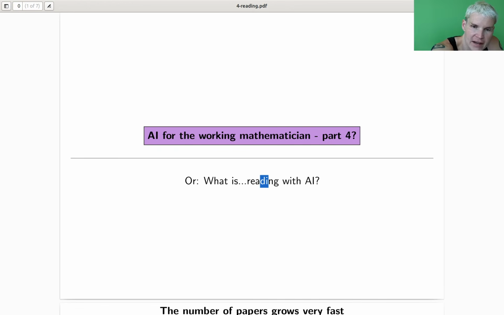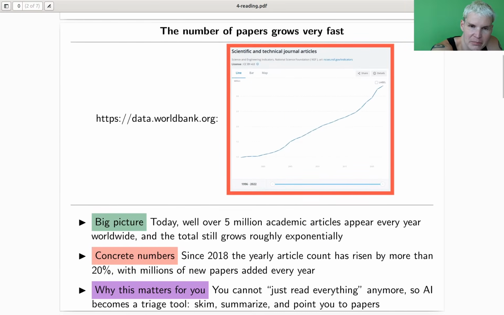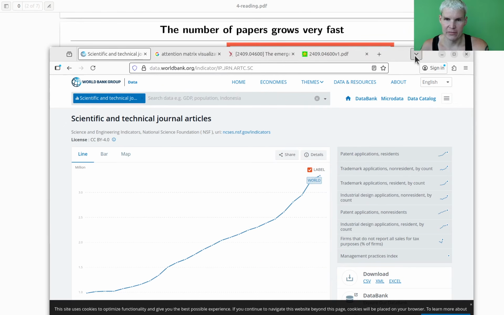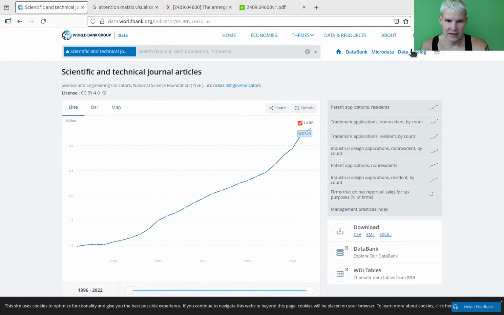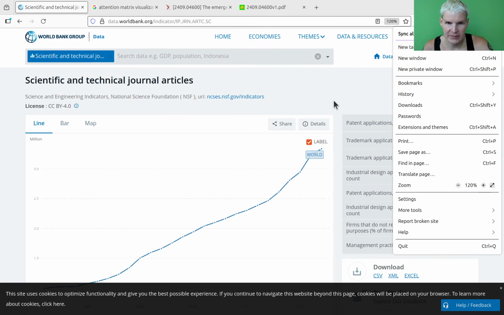The starting point, I think, is one of the big problems of modern science, if you want to call it a problem: the number of papers grows very fast. Here I found this data from the World Bank. It shows the number of scientific and technical journal articles. This is not the number of math papers. I don't have a good statistic on math papers published per year, but you can see what's going on.